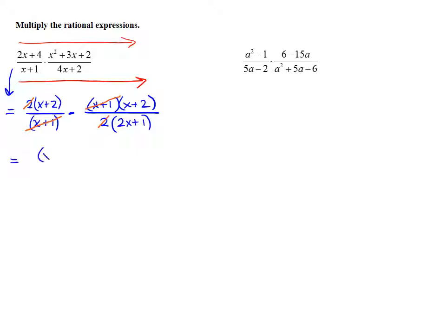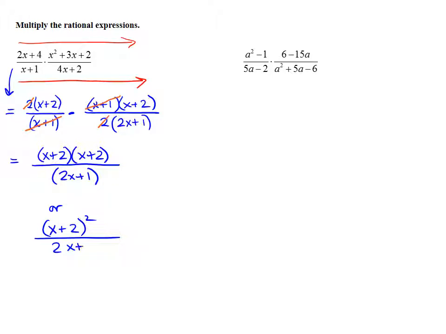The x plus 2 multiplies to the x plus 2 that's also in the numerator for the second fraction, all over 2x plus 1. This would be our final result. We generally don't multiply that out, we leave it in factored form. In fact, the other way you could write this answer out is to say x plus 2 quantity squared, because there's 2 of them, all over 2x plus 1.